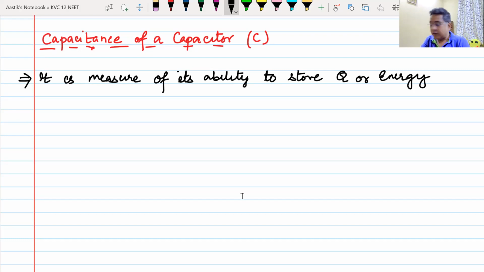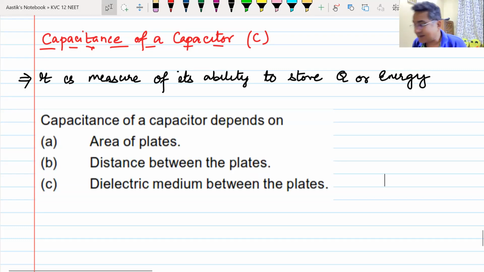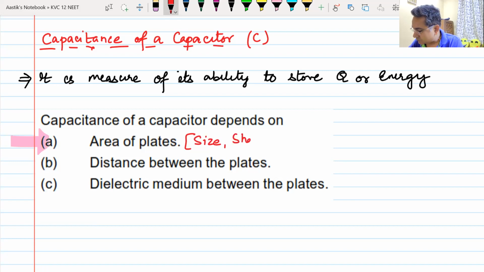Yes, sir. Now, what factors does capacitance of a capacitor depend on? There are three things. It depends on number one, the area of the plates. Instead of area, you can write the size, shape, or you can also write the geometry of the plates. If the plates are square, capacitance would be different. If the plates are triangular, capacitance would be different. If the plates are circular, capacitance would be different. If the plates are bigger, capacitance would be different. Do we understand this?